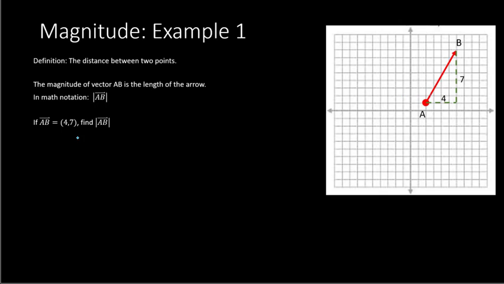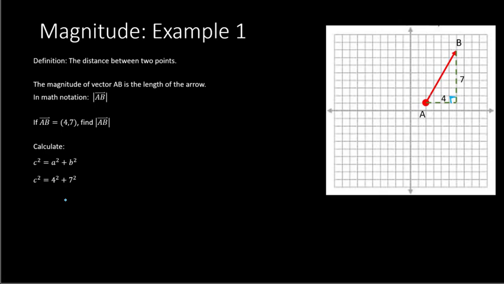So here, if AB is 4, 7, that's your change in x and change in y, and you're told to find the magnitude of AB, we can use our Pythagorean theorem, because what we have is a right triangle. Right here is your right angle, and the hypotenuse is this vector, across from the right angle. So your Pythagorean theorem is c squared equals a squared plus b squared. Then a and b would be the 4 and the 7. So you do 4 squared plus 7 squared, that's equal to c squared.